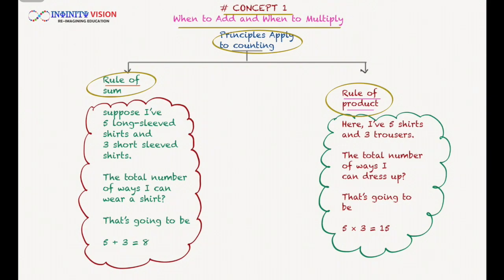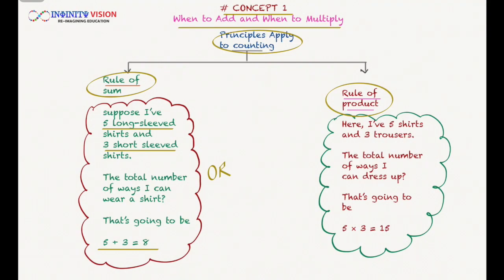Let's take a scenario that you have 5 long sleeve shirts and 3 short sleeve shirts, and now you want to wear a shirt. So how many options do you have? You are going to wear either long sleeve or short sleeve, with 5 options in long sleeve and 3 options in short sleeve. It means that it is either long sleeve or short sleeve. So the word here is "or". So you have a choice. So you are going to add 5 plus 3 equals 8.